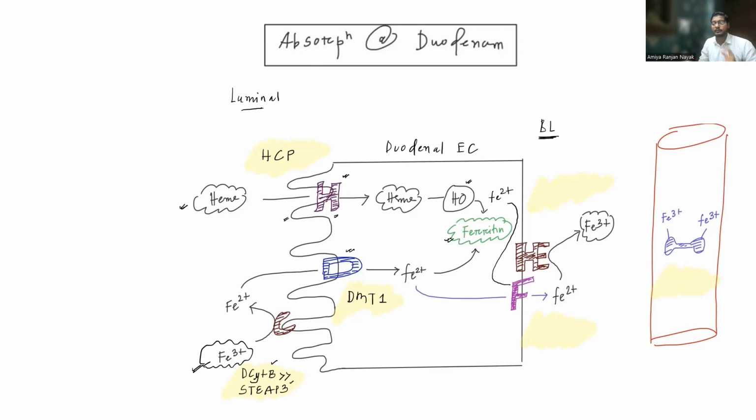Now we'll see how this iron is getting out of these duodenal epithelial cells. This is possible by another protein that is known as ferroportin. So I'm writing it in a short form, that is FPN. FPN is nothing but the ferroportin.